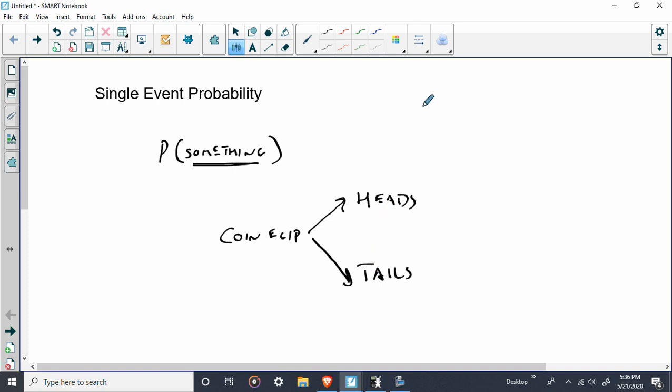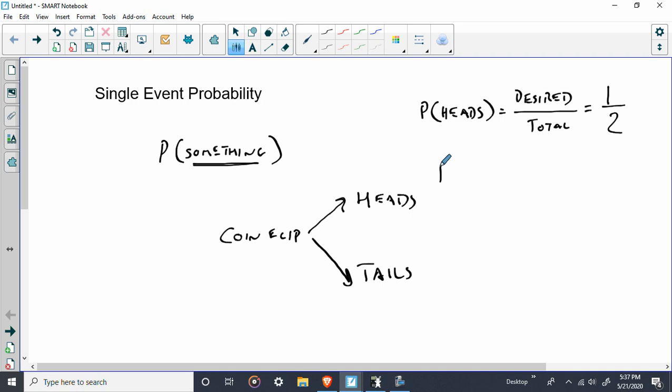If I said, what's the probability of getting heads? What's the likelihood that you're going to get heads? All that is your desired outcome, which you want to happen, in this case getting heads, over your total number of outcomes. How many different outcomes are there? There are two total outcomes, and your desired outcome, heads, is one of them. So you have a 1 out of 2 chance of getting heads, which makes sense.